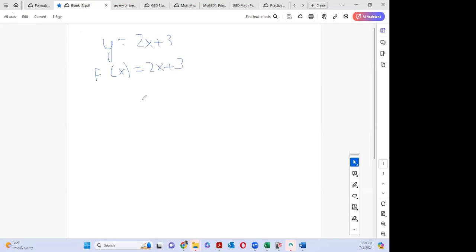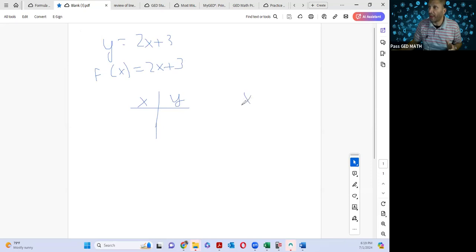So all you're doing, if you have X and Y, or X and F of X, remember F of X is just the same as Y. It means that's your output. So if my input is 0, 1, and 2, if I plug a 0 into this as X, I'm going to get 2 times 0 plus 3, which is equal to 3.